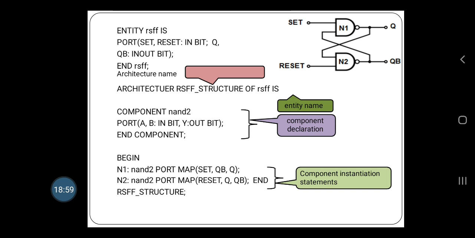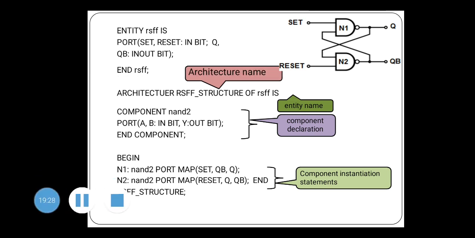Then the architecture RS flip-flop structure of RS flip-flop is. Then comes the component declaration. There are two NAND gates, so they have been declared with the port names and end component, and then the begin. It comes with the component instantiation statements as shown here. So this is how we write the structural model of VHDL. This is all about the structural model.